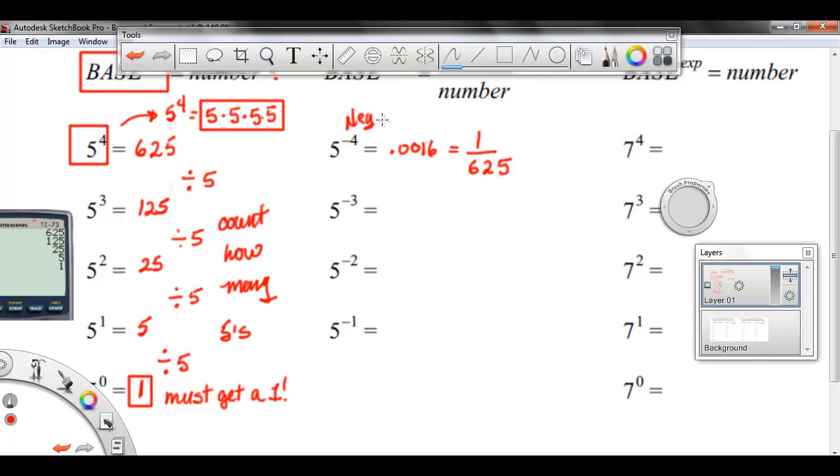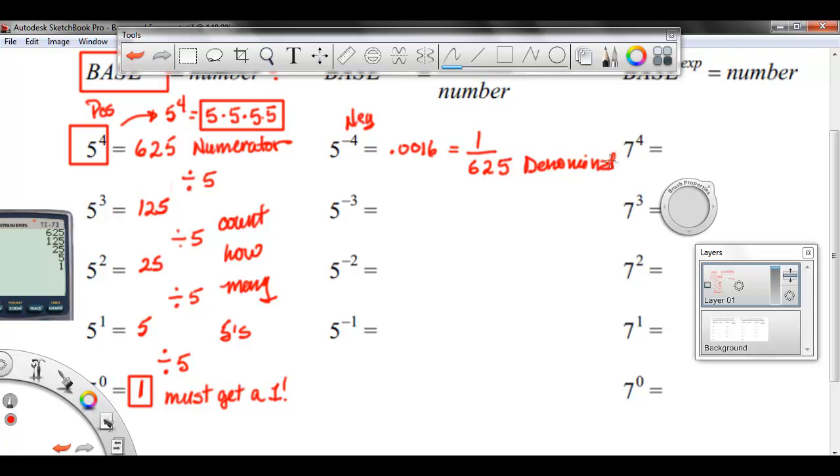And you can see here I have a negative exponent. On the other side I had a positive exponent, and my 625 was in the numerator. So if a positive exponent makes it in the numerator, the 625, a negative exponent will make it in the denominator.